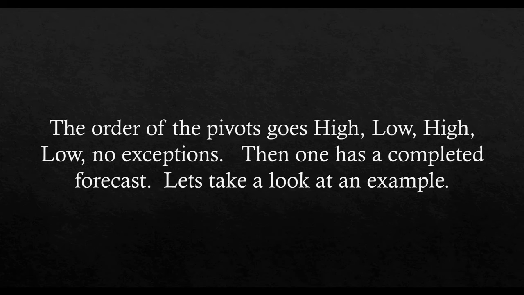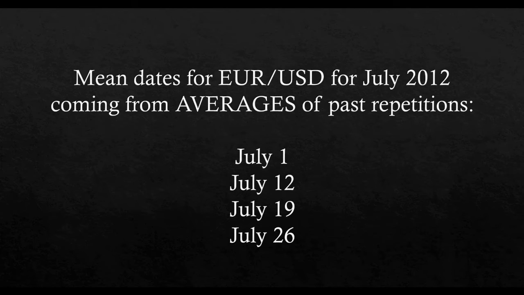Let's take a look at an example of this. The mean dates for the Euro-US dollar for July 2012, coming from averages of past repetitions: July 1, July 12, July 19th, July 26th.